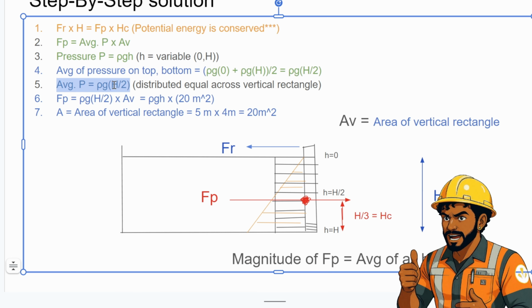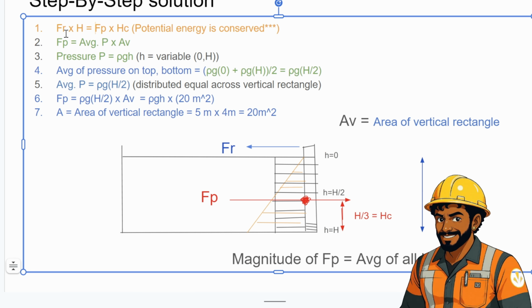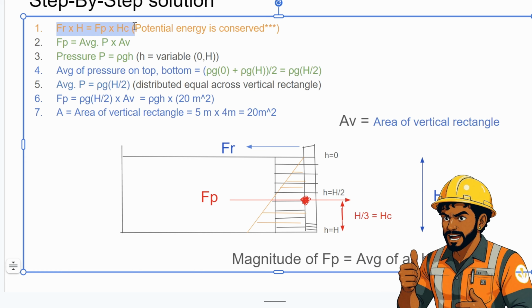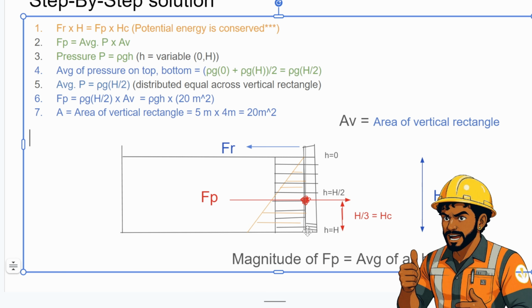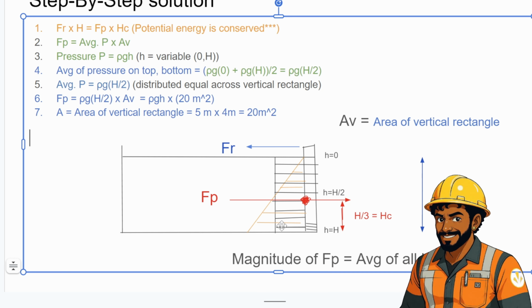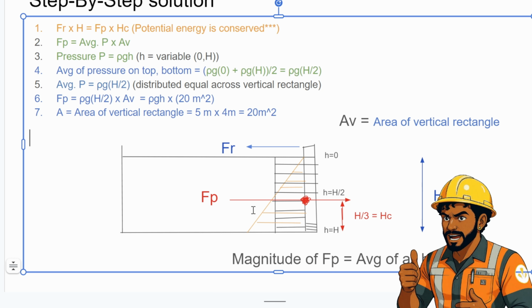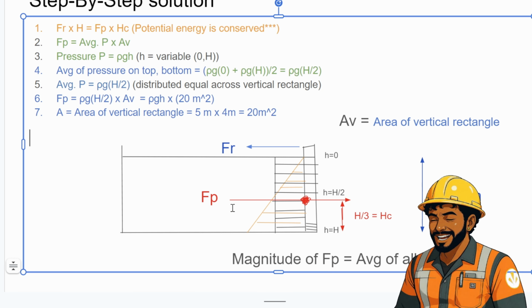Got it? Now if I substitute this average pressure in the equation at the top, remember this equation, the potential energy conservation equation that we just spoke about? If you substitute Fp, all I have to do is calculate the height at which Fp is acting upon. Only for our convenience, I have converted the pressure triangle into an equally distributed rectangle, but in reality it is still a triangle. The resultant of this pressure triangle Fp will be acting along the centroid of this triangle.